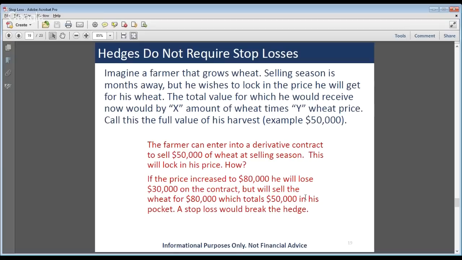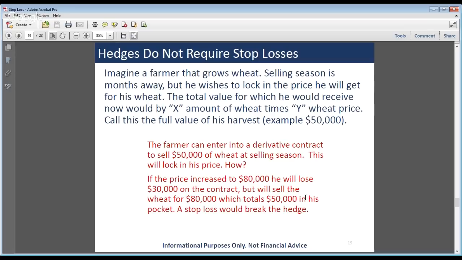So he can actually enter into a derivative contract to sell 50 grand worth of wheat when he gets to harvest. This will actually lock in his price. So you certainly do not want a stop loss here. So if the price of wheat increased to 80,000, in this case, he's down 30 grand on his derivative contract, right? Because he went short and the price went up. So he's down 30 grand. But when he actually harvests, actually gets his physical wheat, he can go to the market and sell it for 80 grand.